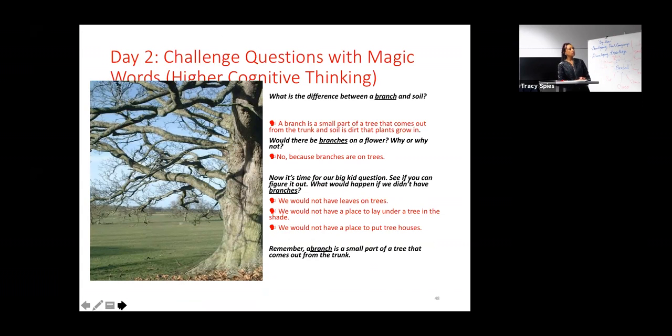So day 2, we focus on higher cognitive thinking. So what's the difference between a branch and soil? Would there be branches on a flower? Why or why not? It's time for the big kid question. See if you can figure it out. What would happen if we didn't have branches? What would happen if we didn't have branches?